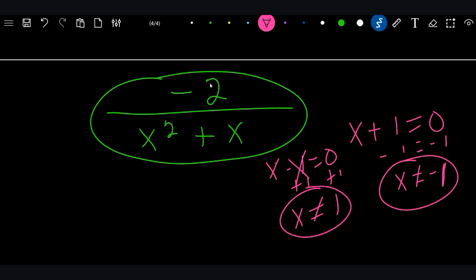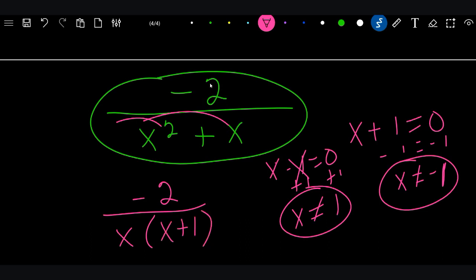So there's your answer. Negative 2 over x squared plus x. If you want to, you can take out this x. So you make it negative 2 over x times x plus 1, and that would be fine there if you want to take out that. If you don't want to take it out, you don't have to. I'm not going to require you to factor that out. So there's your solution.